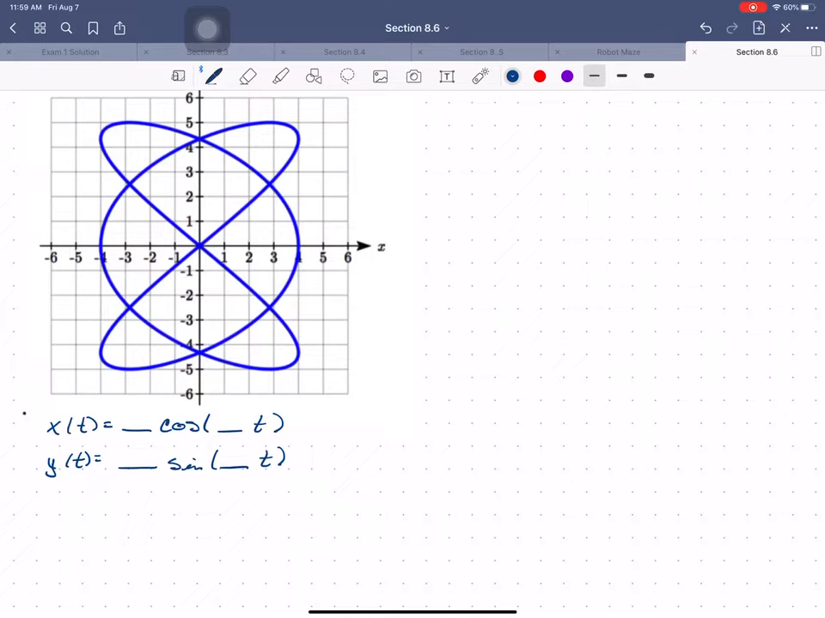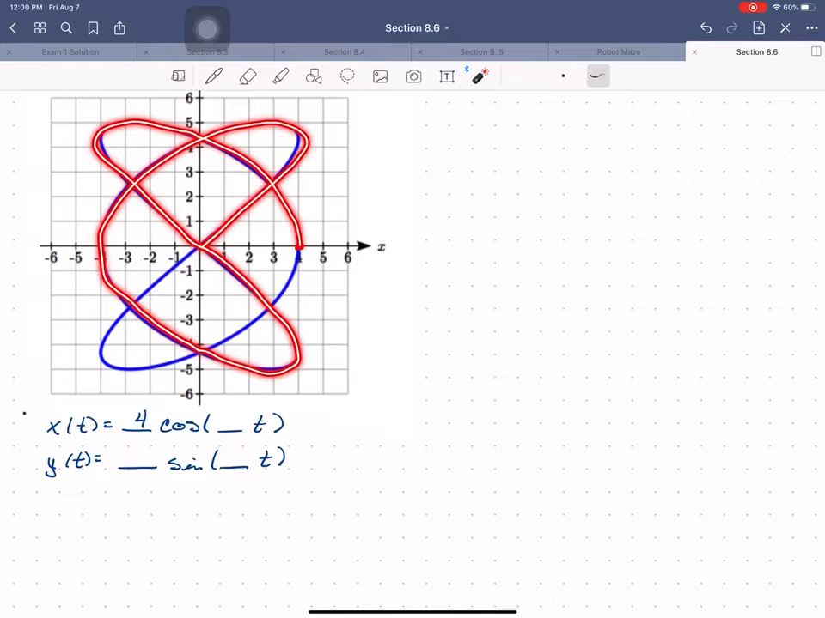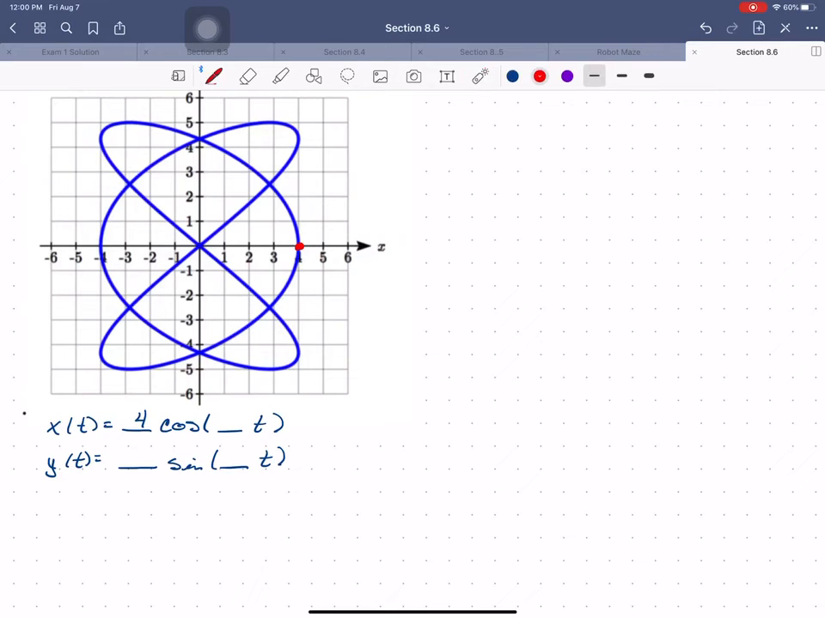Now again, my maximum x's are -4 and 4, so that means my amplitude is 4. We start here at t equals 0, and we're going to trace all the way around and count y-axis crossings. So 1, 2, 3, 4, 5, 6. 6 divided by 2 is 3.